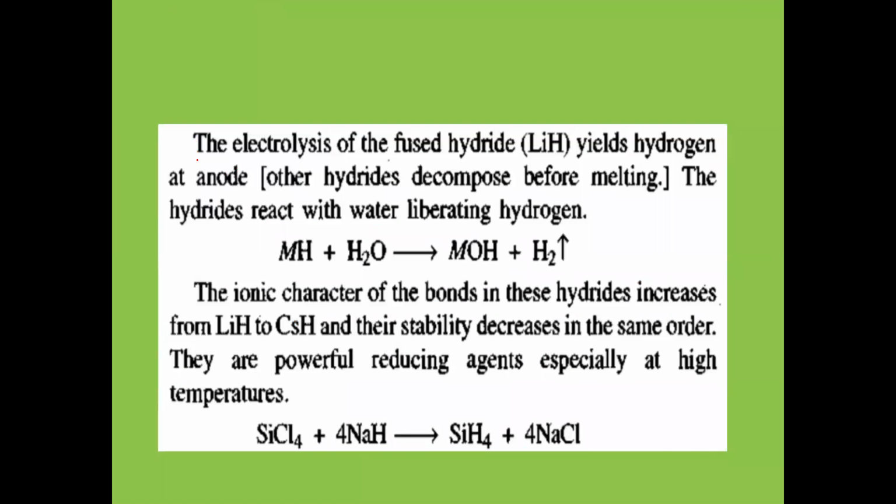Now the next one: the electrolysis of the fused hydride. Fused means molten. Suppose you take LiH solid; on heating this LiH solid, it will become molten LiH. This is now fused or molten LiH. In LiH, Li plus 1 is the cation and H minus 1 is the anion. Now what will be the ions available here? Cation is what?